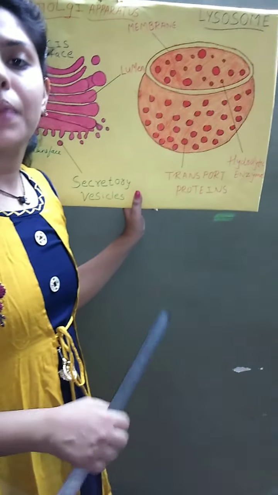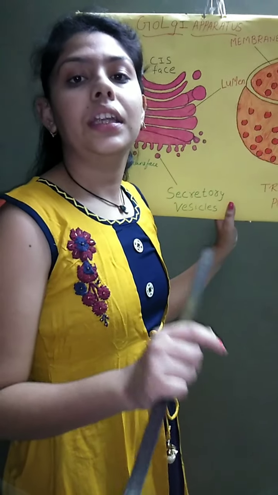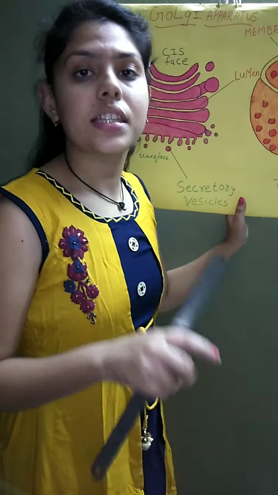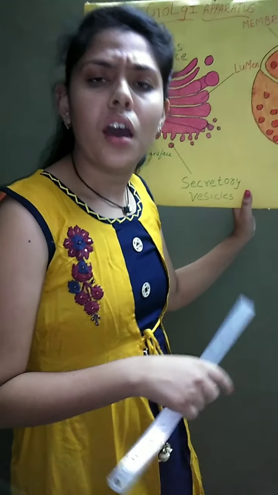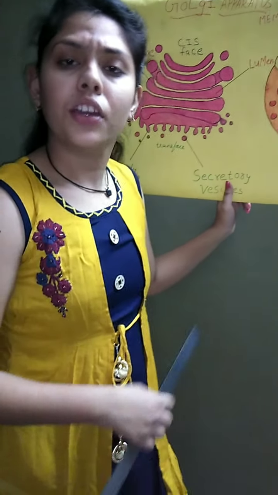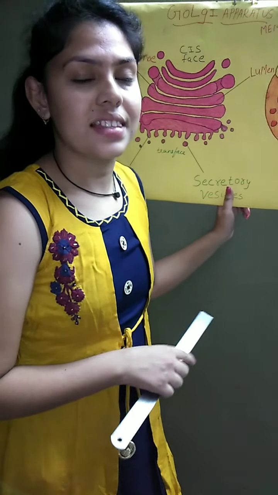The digestive enzymes present in the lysosomes are quite powerful because they can digest anything and everything, such as bacteria or food. Now the question arises: if it can digest anything, can it digest its own cell? The answer is yes, they can.